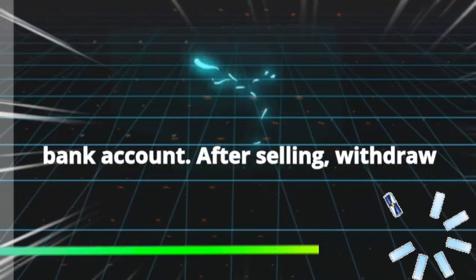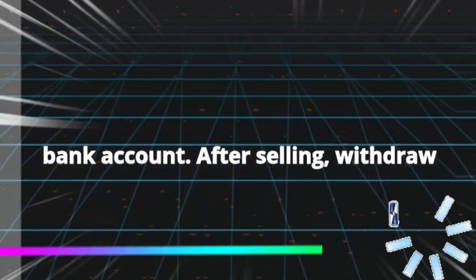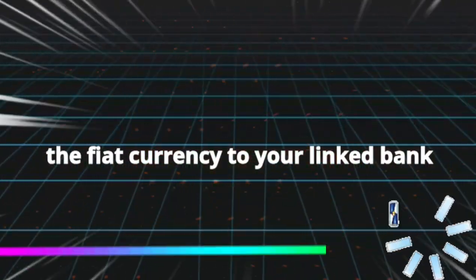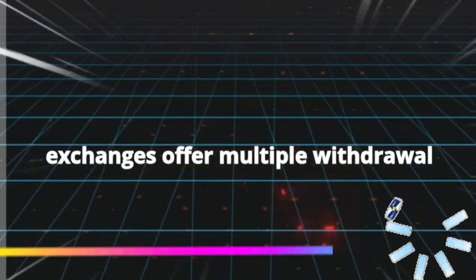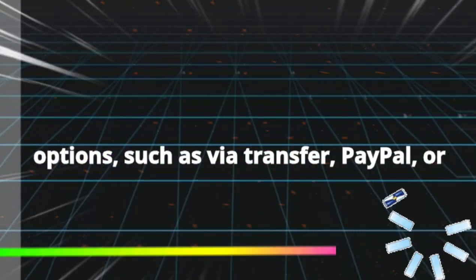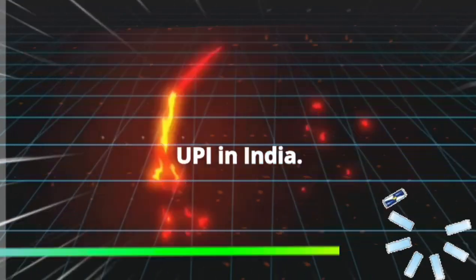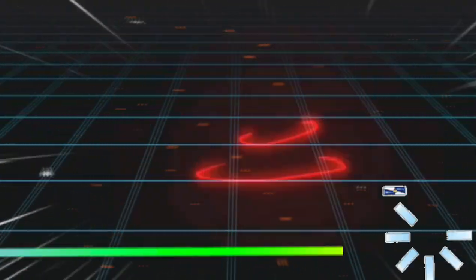3. Withdraw to your bank account. After selling, withdraw the fiat currency to your linked bank account or payment method. Most exchanges offer multiple withdrawal options, such as bank transfer, PayPal, or UPI in India.